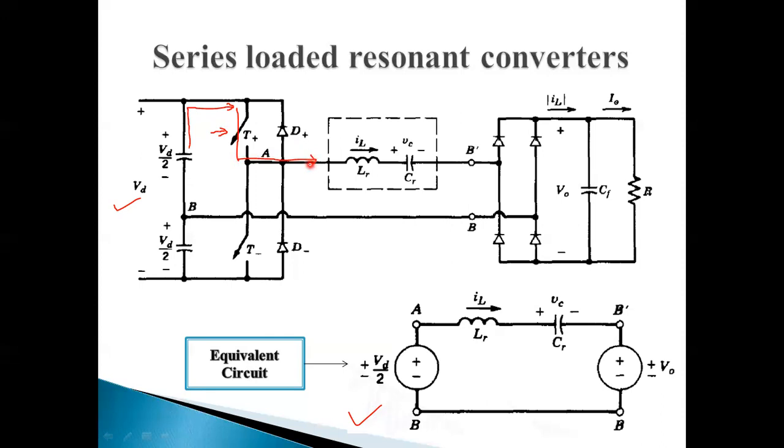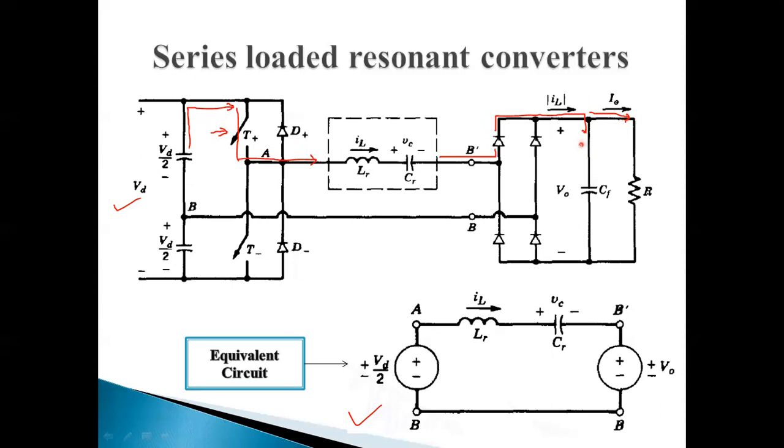Initially, the inductor and capacitor are in a discharged condition, so no energy is stored in the inductor and capacitor. After that, current flows through this diode, and further current flows in this direction.